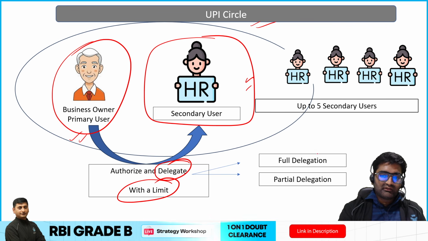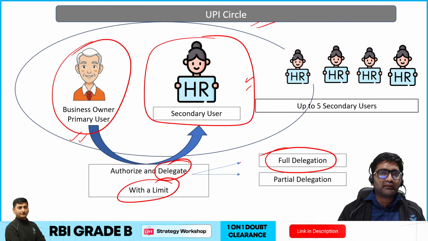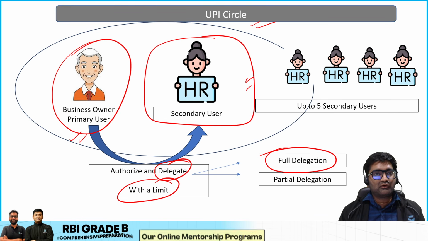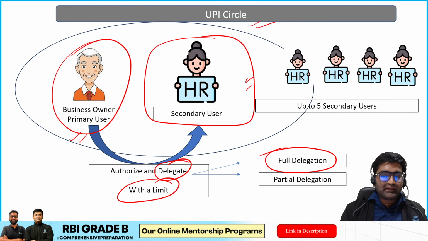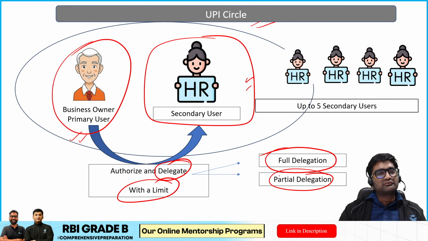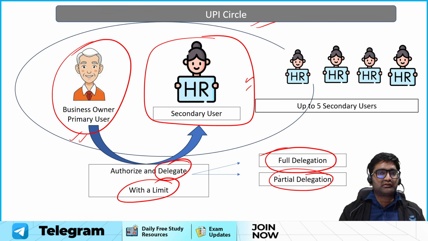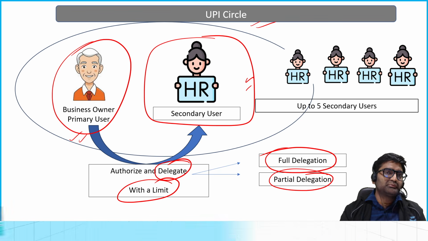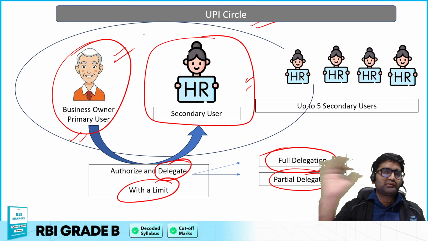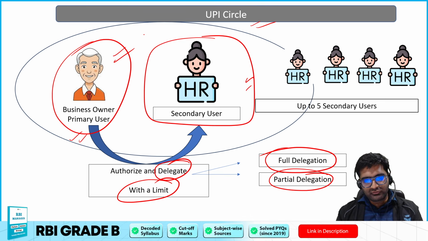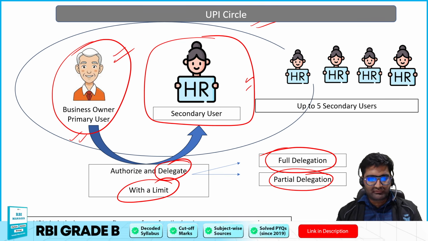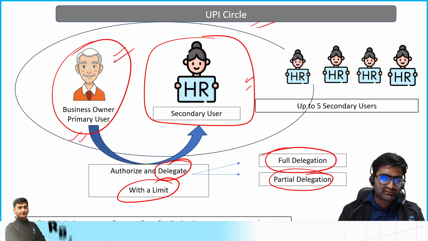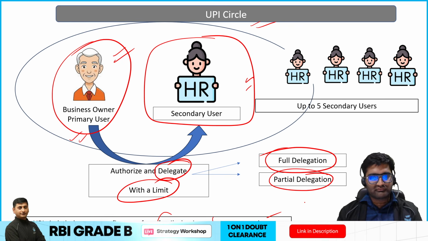Here, full delegation can also be done, where the secondary users are totally authorized to make the payment themselves, or partial delegation, wherein the secondary user will initiate the payment and the confirmation authorization will be done. Final authorization will be done by the primary user himself, and only then will the payment be made. Clear? That too within a limit, obviously. So that is the thing. It is very good for finances for families, business owners, and students, right?